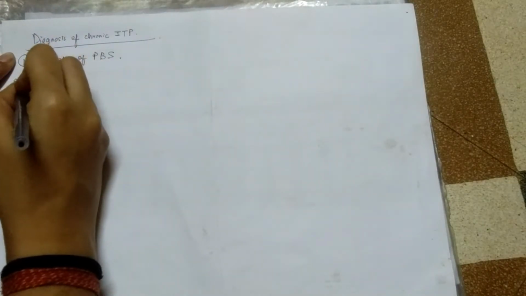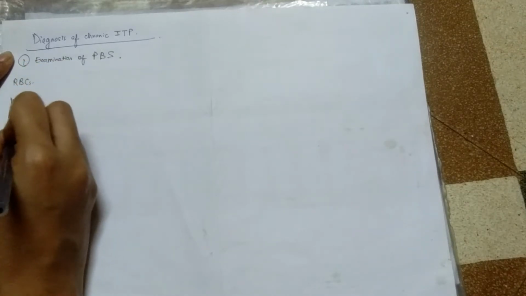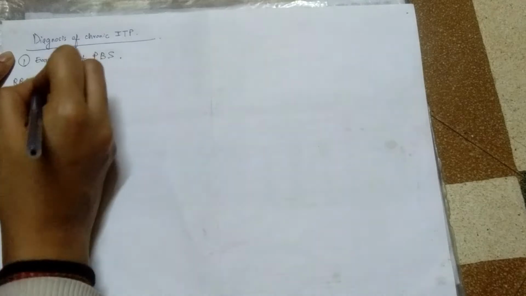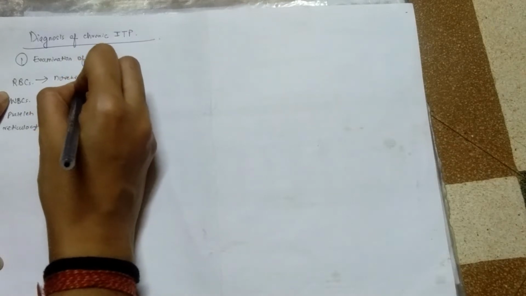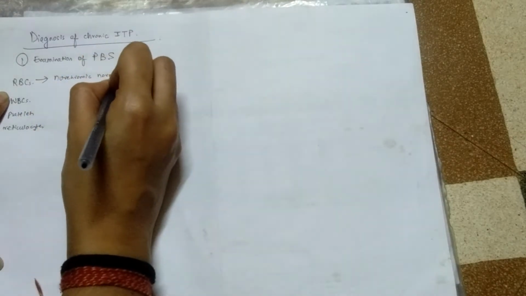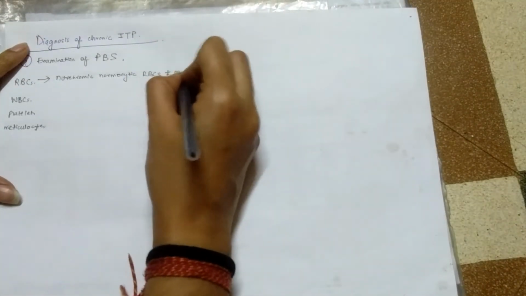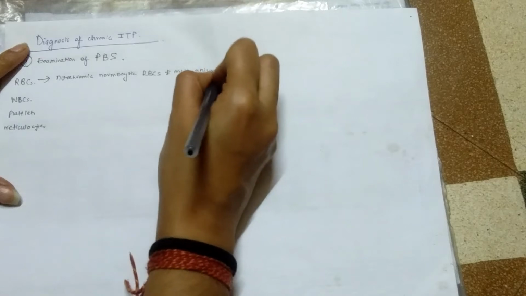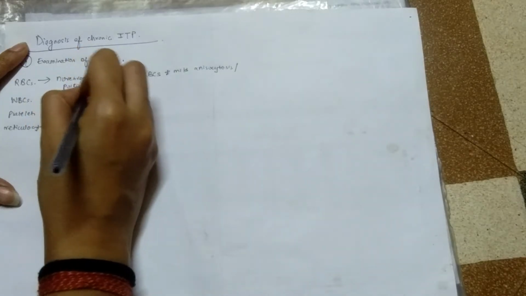What will you see? You will see RBCs, WBCs, platelets, and reticulocytes. Now come on, think. What will happen to RBCs? Is there any problem in RBC? No. That means normocytic RBCs are formed. But yes, plus mild anisocytosis or poikilocytosis can be seen.